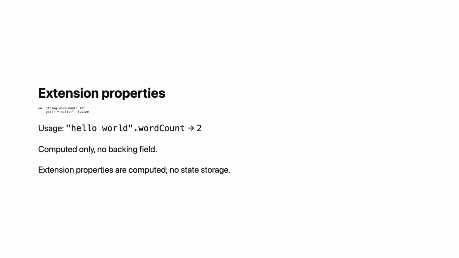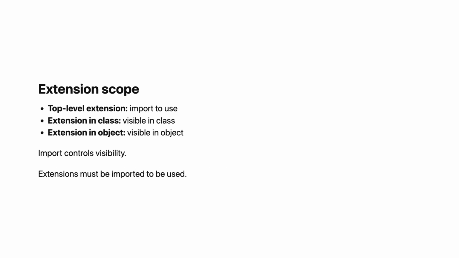Extensions must be imported to be used. If you define an extension in a package, code in other packages must import it. Extensions can be defined at the top level, inside classes, or inside objects. Top-level extensions are the most common. They are available throughout the project once imported. Extensions inside a class are available only within that class. They can access the outer class's members. The scope controls where the extension is visible. Use it to limit availability when needed.